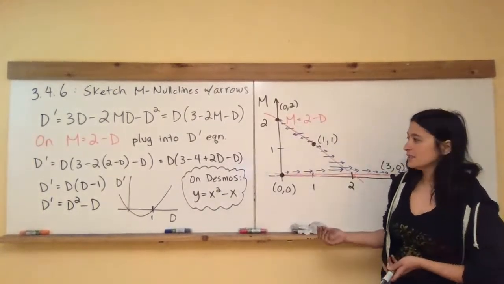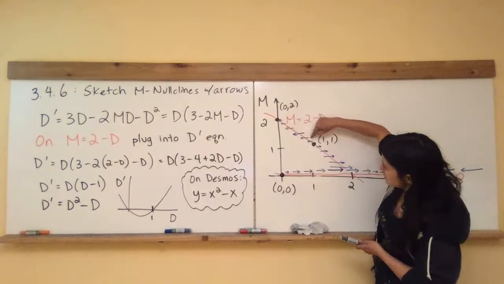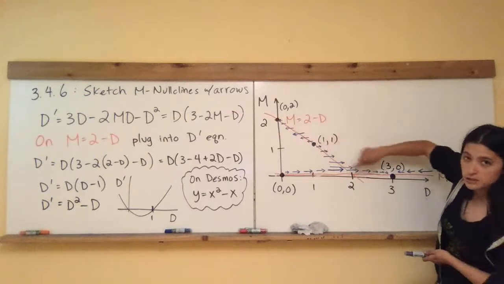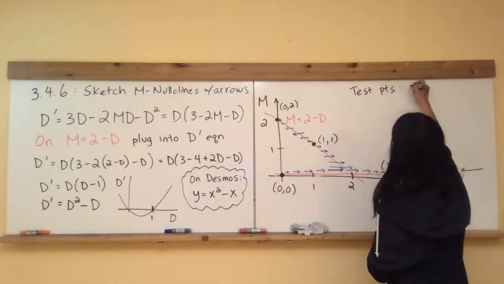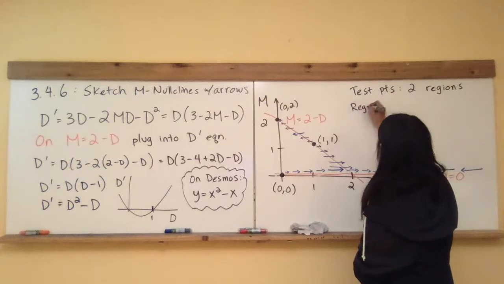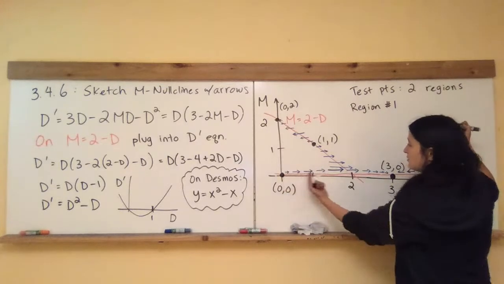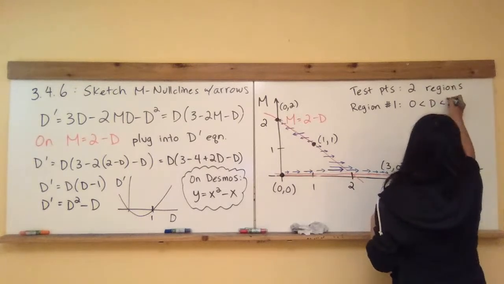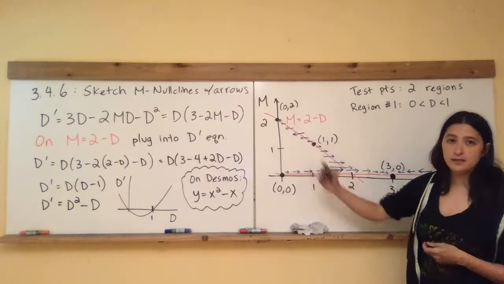And as we already explained, we're going to need to test in 2 different regions. There's going to be a test point for this region in between these 2 fixed points. Then there's going to be another test point in this region, which is beyond that fixed point. So when I use the test points, I have 2 regions. Okay, and region, what I'm going to call region number 1, that's right here, where D is between 0 and 1. See, I'm just making a statement about D. So D is between 0 and 1. And I can pick any point between 0 and 1 for the D.